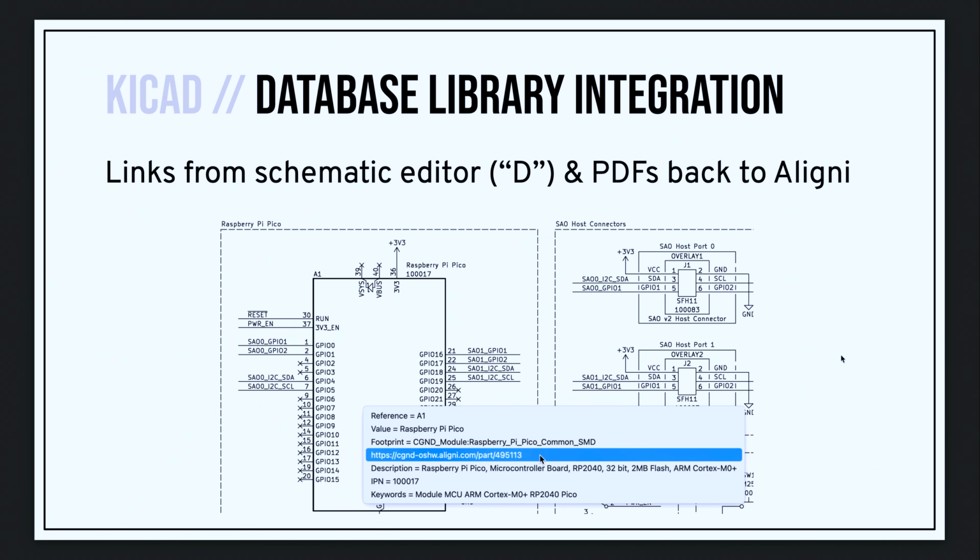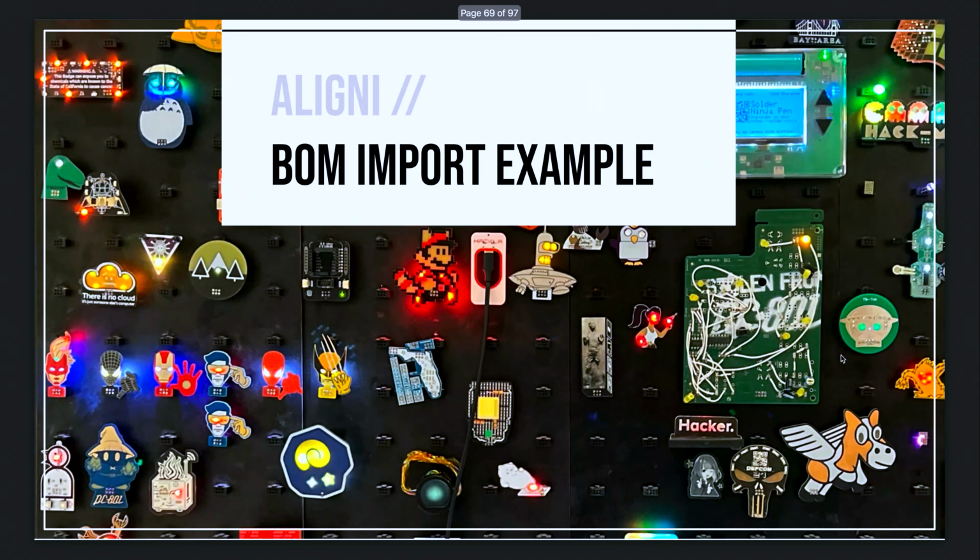You get nice links between KiCad and Aligni. So even in PDFs, you can click on a symbol in the PDF, and you get a link back to that part on the actual part page in Aligni.